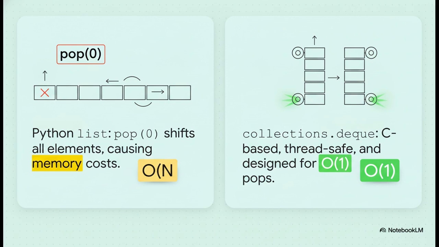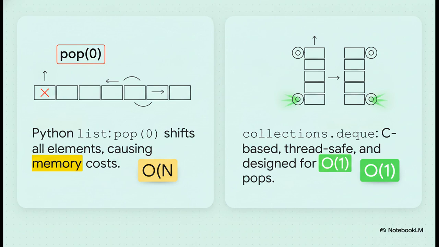A standard Python list is internally implemented as a C array. If you try to use a normal Python list as a queue and call pop 0 to remove the first element, Python literally has to physically shift every single subsequent element down one slot in memory to fill that gap. It's a massive performance trap. It creates an O of n operation that will absolutely crush your application's speed as the list grows.